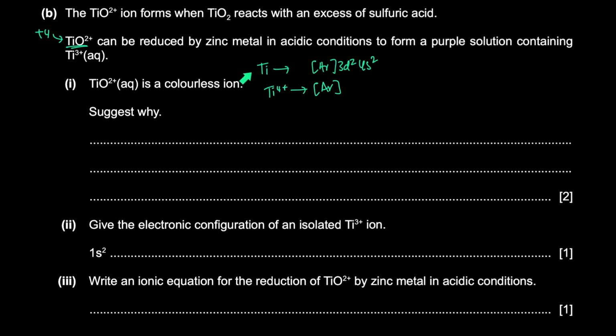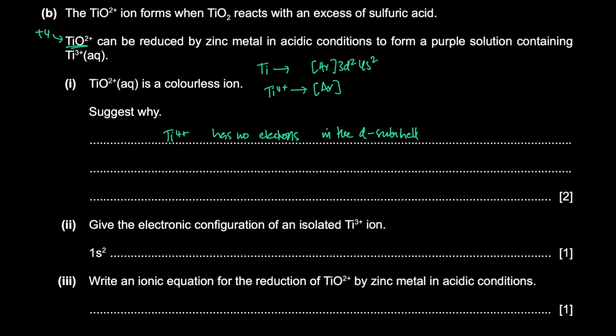So can we say that it doesn't show color because there are no electrons present in the d subshell? There are no electrons present in the 3d subshell over here, right? We have 3d0 and 4s0 obviously. So we can say that Ti4 plus has no electrons in the d subshell. Therefore you can't have that absorption of light that promotes an electron.